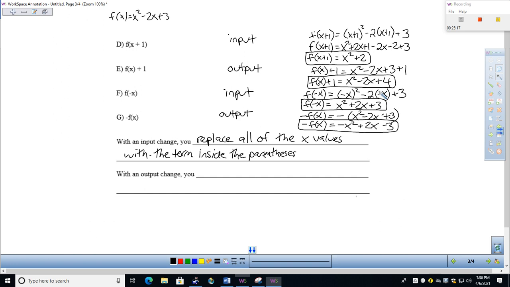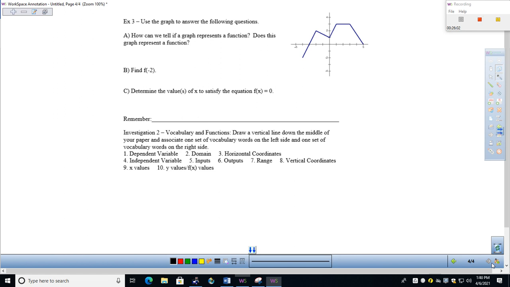All right, with an output change, and I think the output changes tend to be a little cleaner, but very simply, you perform the operation on the entire function. And I hope you would agree with this conclusion based on what we did in the previous example. Okay, so output change, all right. If I'm adding 1, just adding 1 to the whole function. That's it. Awesome. So that was a really good equation problem using the notation to manipulate the equation form of the function.